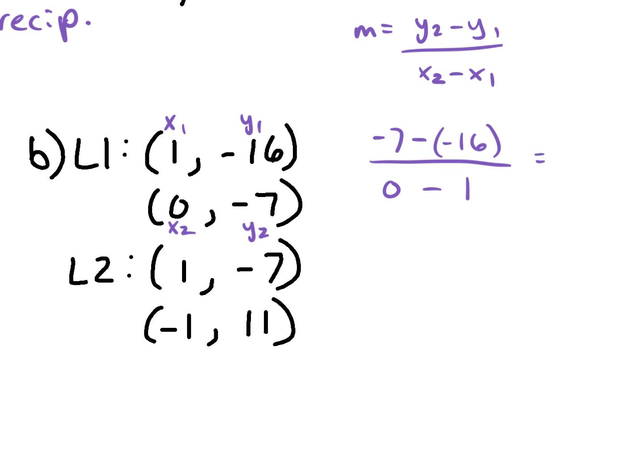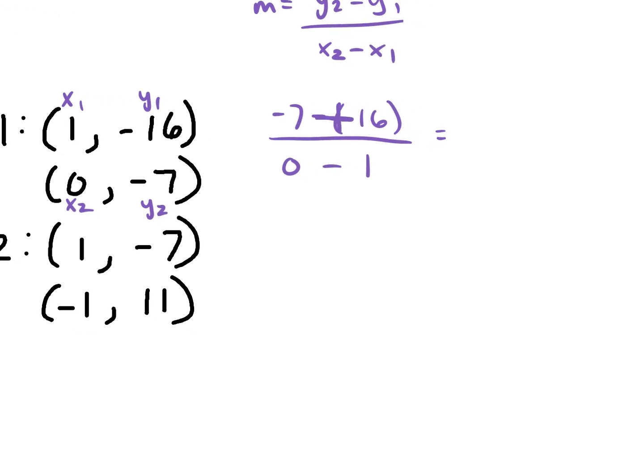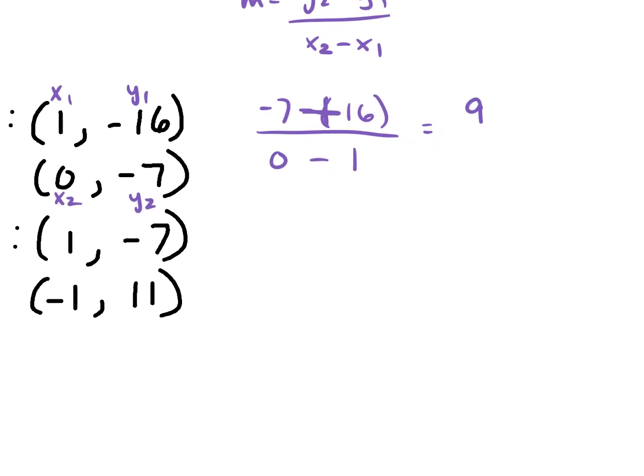So -7 minus -16 turns into a plus. So -7 plus 16 would be 9 over -1. What does 9 over -1 simplify to? -9. Awesome. So we have our slope there.